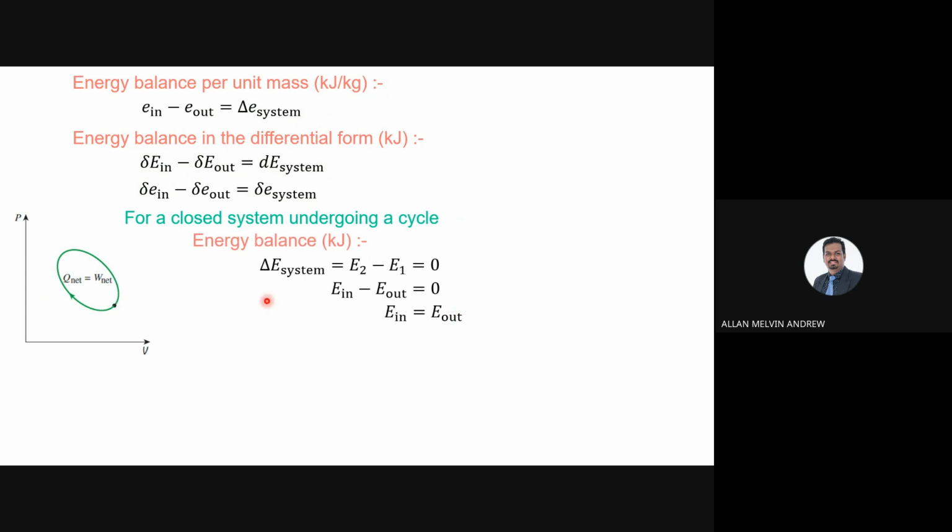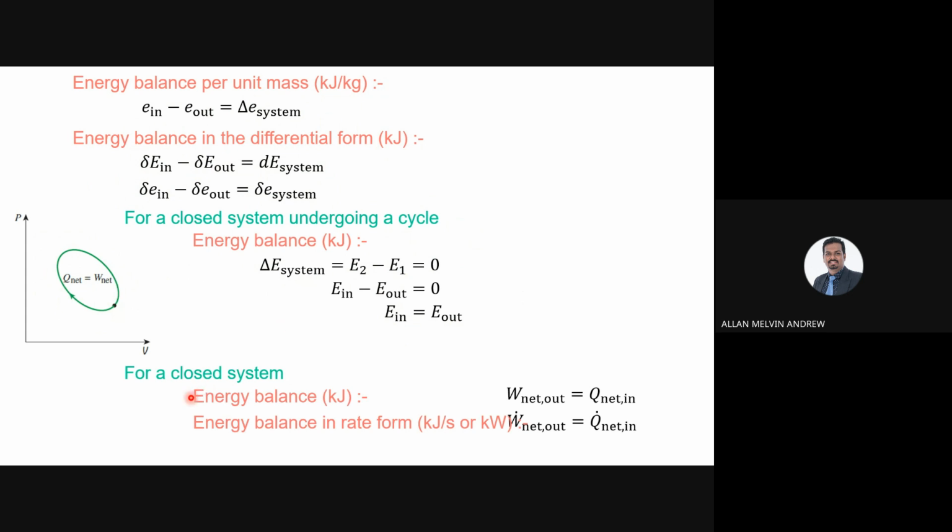So when a cycle is involved, you know that E2 equals E1. This is the equation of the system. So E2 minus E1 equals 0. If you rearrange, bringing minus E1 to the other side, you get E in equals E out. That's why Q net equals W net. So that is if the question is related to a cycle.